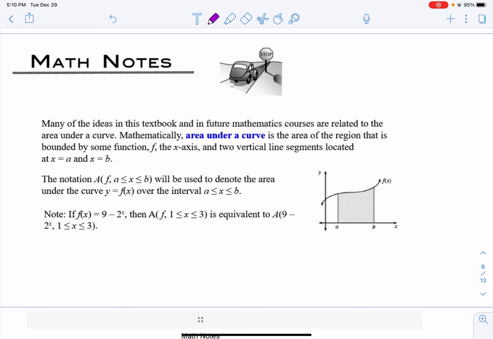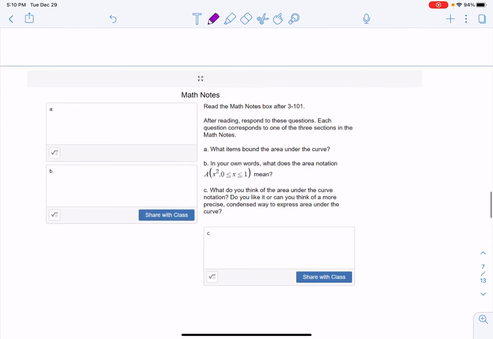So looking at the math notes in your book and looking at the area under a curve, we have some new math notation. So this is the area under the curve over a certain interval. So if I want to find the area of this function between the intervals of 1 and 3, I would write it like this. So area, and then the function that I'm evaluating, and then the interval that you're evaluating the area for. So I want you to read through these math notes and in your own words, answer these questions in Desmos.